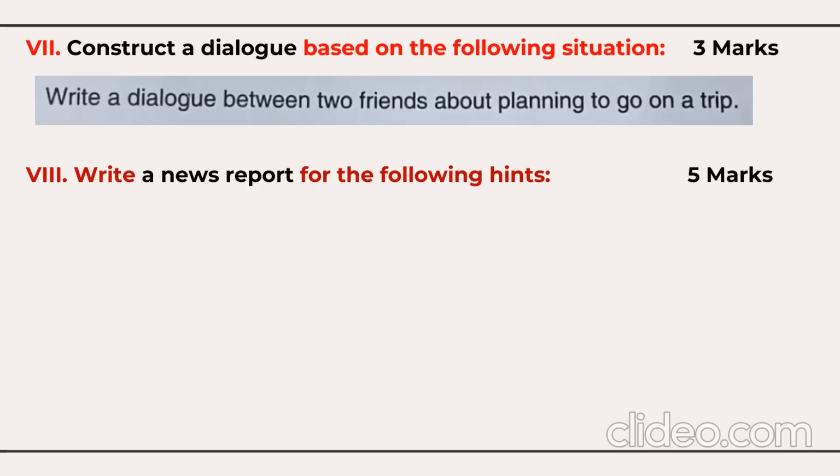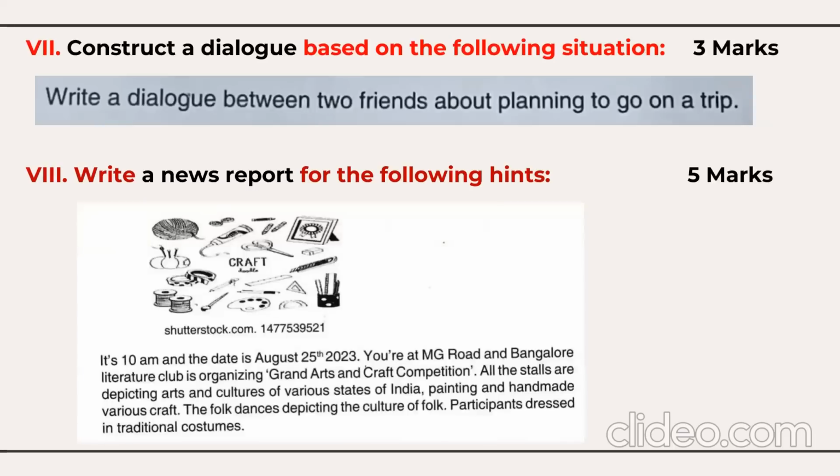So in the previous examination, they asked like this. They have given a picture, and some sort of description is given. When you write a news report about any incident or about any product, so this is about a product here, a kind of exhibition is going to happen. So you need to write from the newspaper point of view.